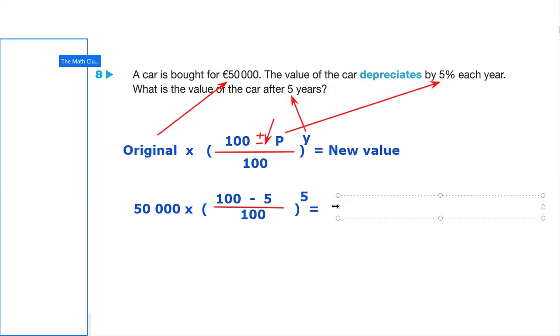And the answer is 38,689.046. Now, when you round this to the nearest euro, it will be 38,689 euros without the decimals here, okay? So that's the final answer. After depreciating, after 5 years, it will become 38,689. And this is how you answer questions regarding compound interest.